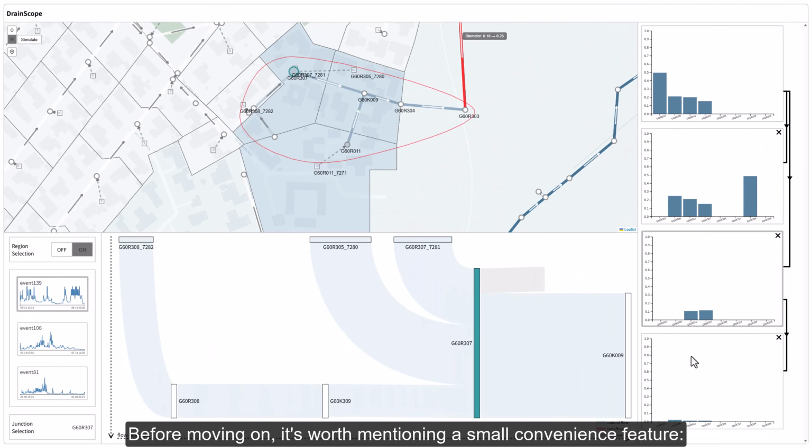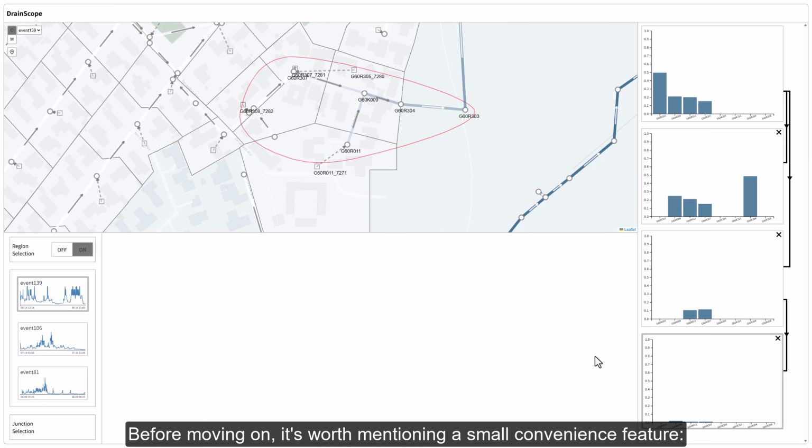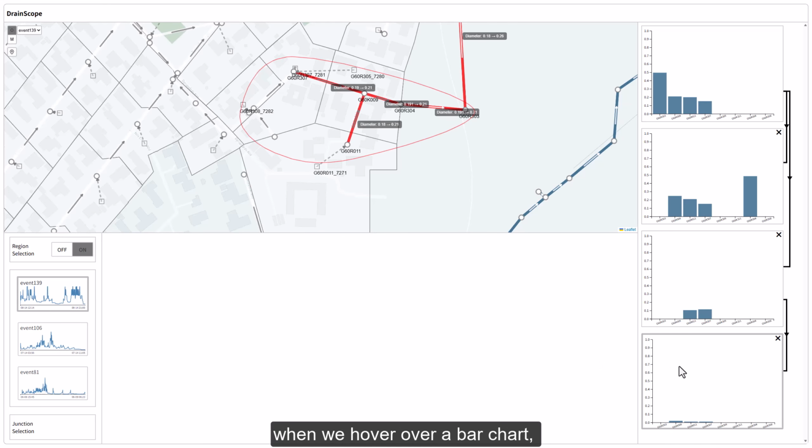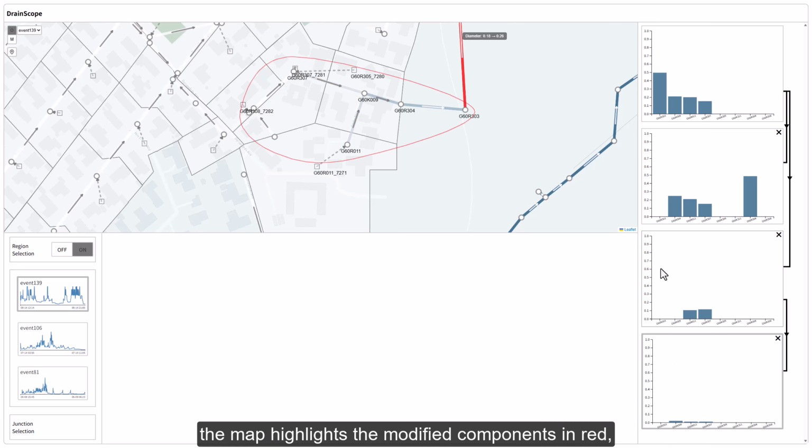Before moving on, it's worth mentioning a small convenience feature. When we hover over a bar chart, the map highlights the modified components in red and shows tooltips with the details for each modification.